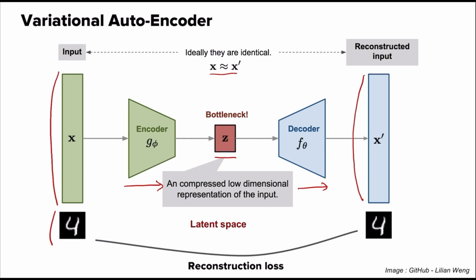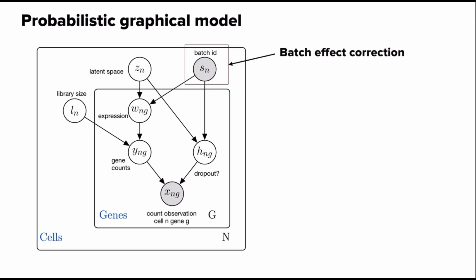So to quantify this similarity, you can penalize the model by using the reconstruction loss, which measures the difference between the reconstructed input and the input. Once the model optimizes this loss, then you can say that you have optimized your latent space. In the probabilistic graphical model of scVI, what is very noteworthy is that you condition the latent space on the batch ID of each cell, making the latent space unaware of the batch ID, and therefore the model performs some batch effect correction.